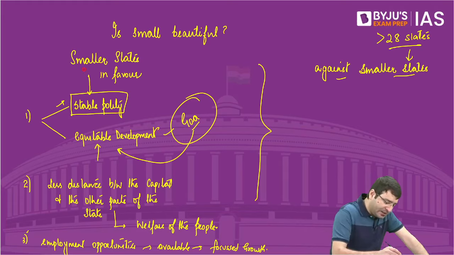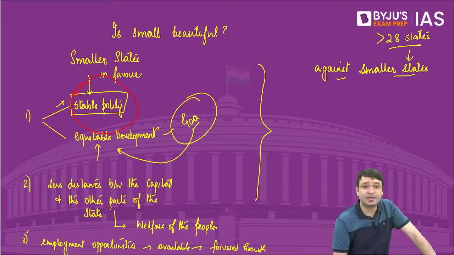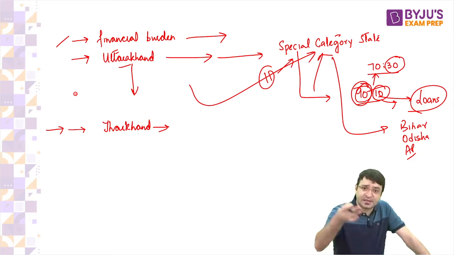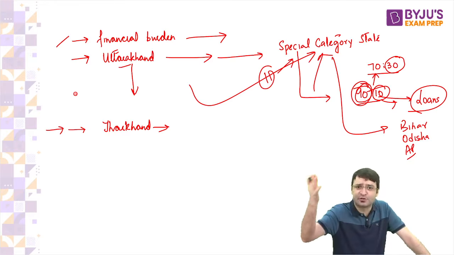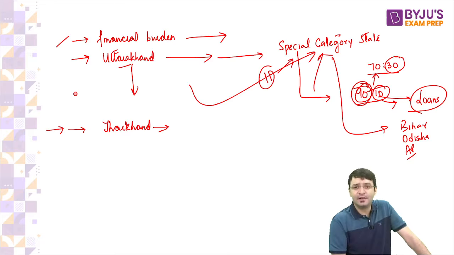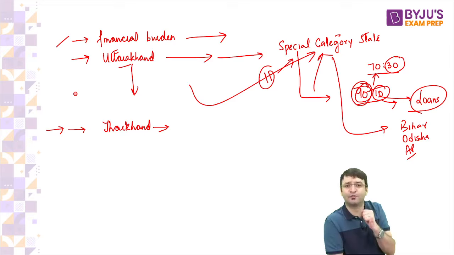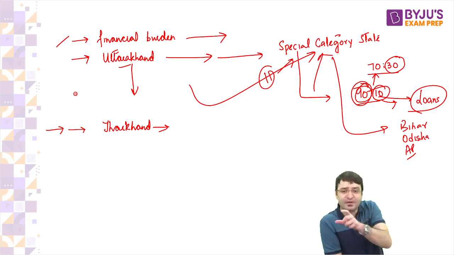What is the big condition that we see as an argument in favor of smaller states? Stable polity. But Jharkhand's polity was not stable. We have had 8 or 9 chief ministers since 2000 when it was created. We have had a chief minister who was an independent member. An independent candidate was made chief minister because BJP and Congress didn't want each other to form the government, so they supported an independent. So Jharkhand is not an example you can cite for a smaller state having a stable polity.